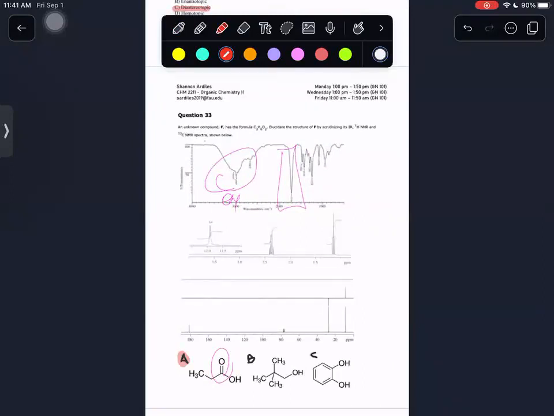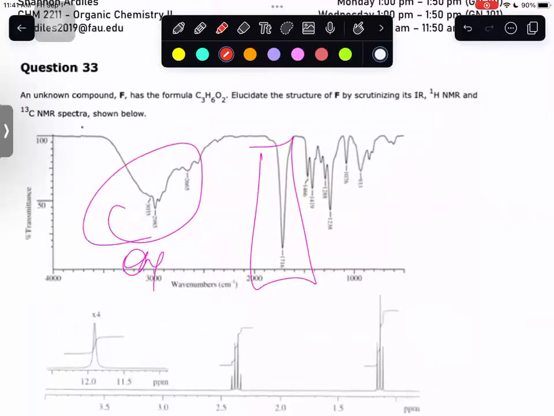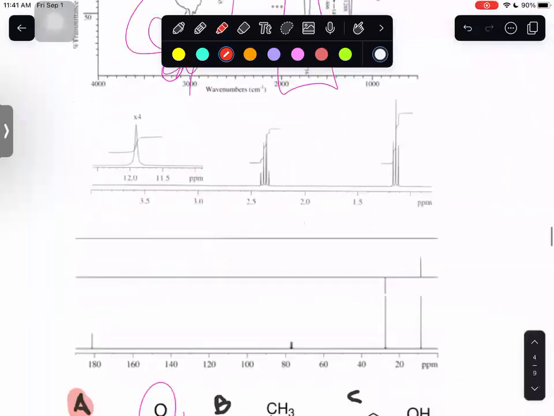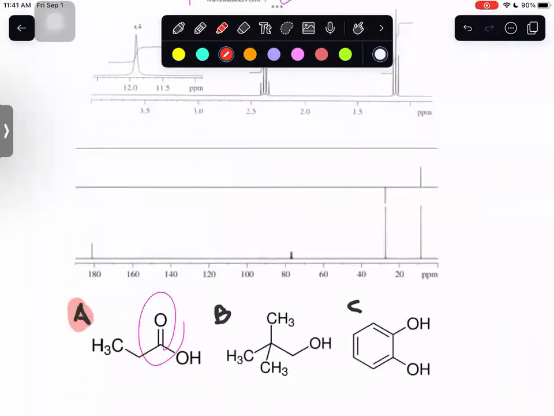So far, questions on that one? Yes, the one in the rectangle, the peak by 1,700, that represents what? A double bond, more specifically a carbonyl. So anything around 1,600 to 1,800, that's when you get the double bonds. Yeah, so there's a carbonyl and there's also an alcohol.